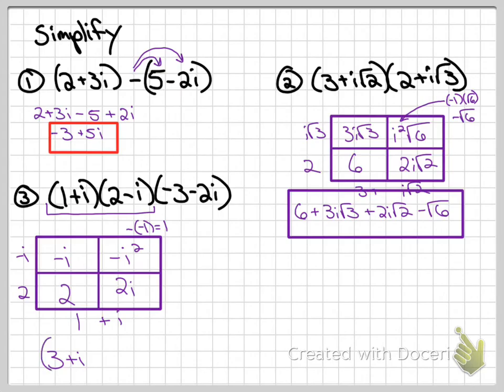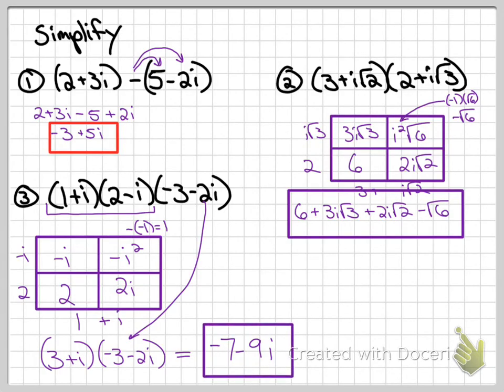Then, that's just the first two. Now I need to bring down the third binomial, make another area diagram, and see what you get after you simplify that. I'm not going to show my work for that one, so pause yours, make your area diagram, and then see if it matches my final solution. Hopefully you got negative 7 minus 9i for your final solution. So this is just a little bit of a review and some new information about complex numbers.